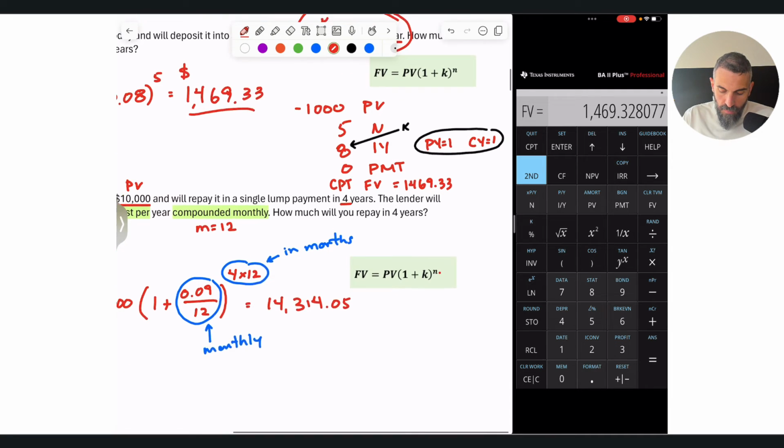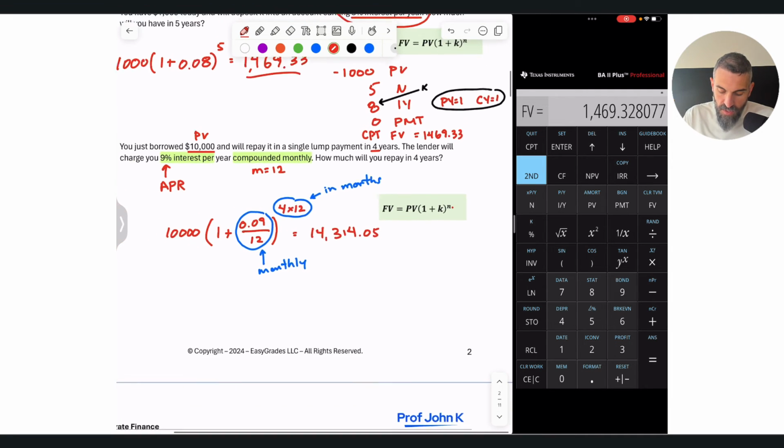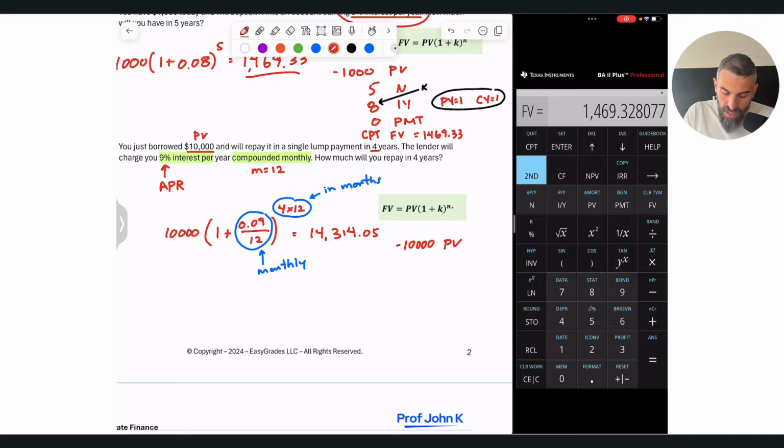Let's try on this one. So here, it was kind of the same thing. Our negative 10,000 is the present value. But this time your N is 48. It's not 12 or 4. You have to enter it the same way. So 48 is your N.